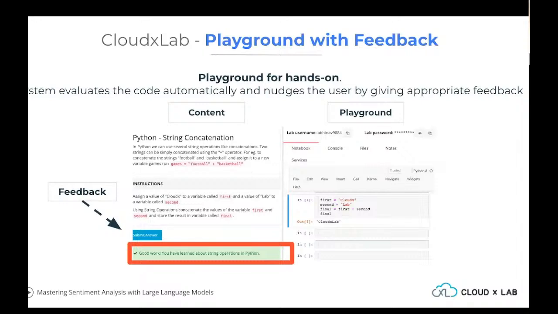So we have a playground for hands-on, and our system evaluates the code automatically and nudges the user by giving appropriate feedback. In this case, this is the exercise, and this code passed the test case. So we gave the feedback: good work, you have learned about string operations in Python. But in case your code fails a particular test case, we guide you: your code is failing this test condition, and here are possible improvements.